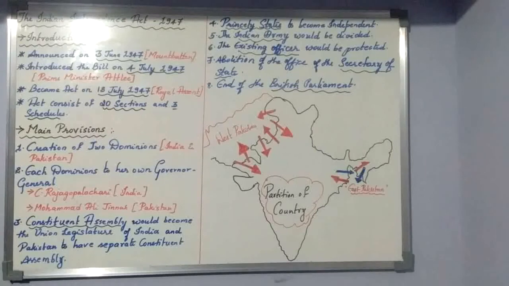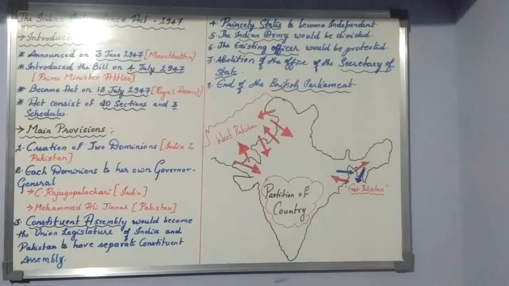Finally, after the plan of Lord Mountbatten, the plan was accepted by both the INC and the League, which came in the form of an Act, which we call the Indian Independence Act 1947. As we all know, 1947 was the year we received independence from the British.